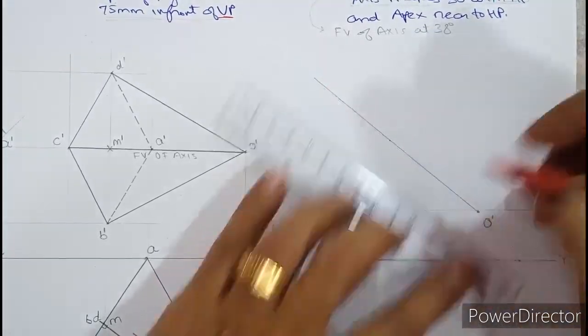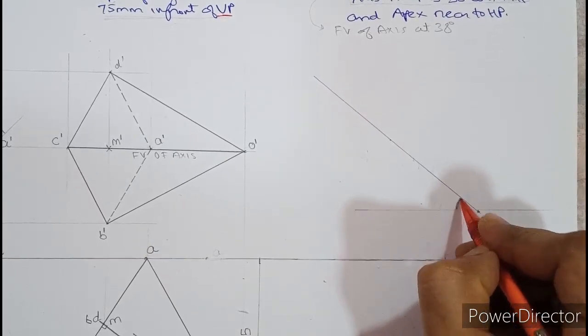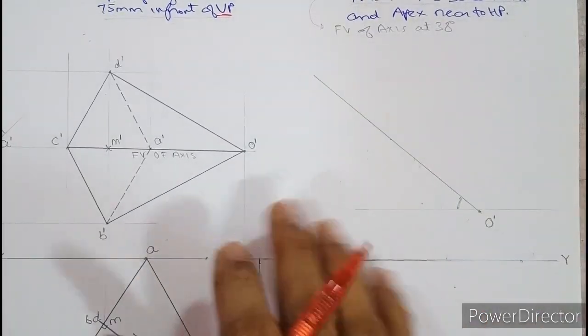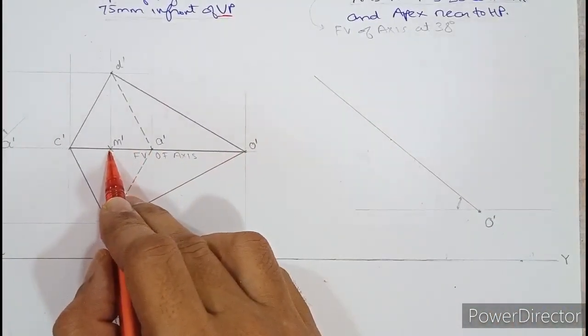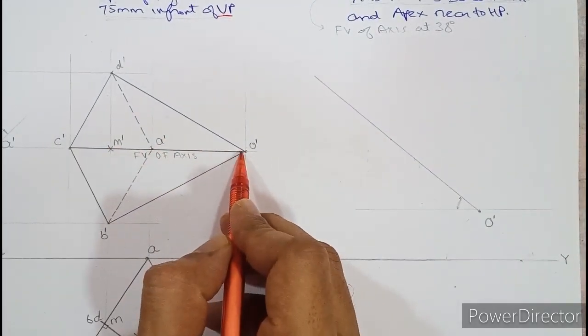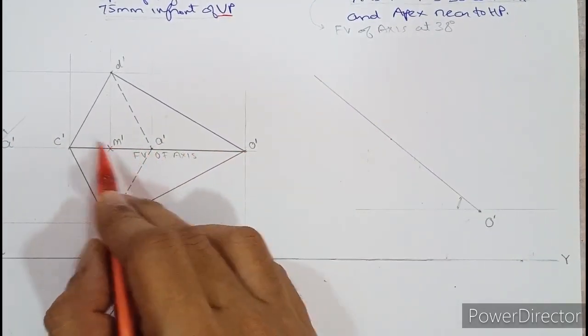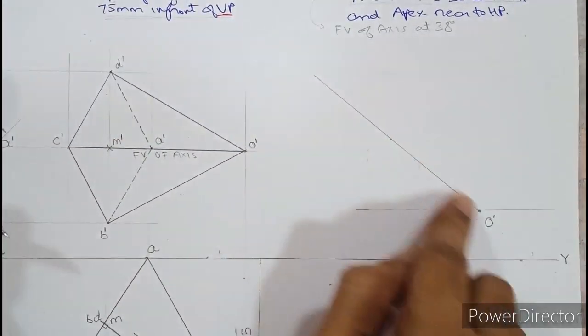So see, this is 38 degree, right? So this angle is alpha, 38 degree. Now on this O dash, point M dash should lie. Now by looking at the geometry, not only M dash, from O dash if you observe on this line, A dash, M dash and C dash, these 3 points lie. So those 3 points should lie on this line now.